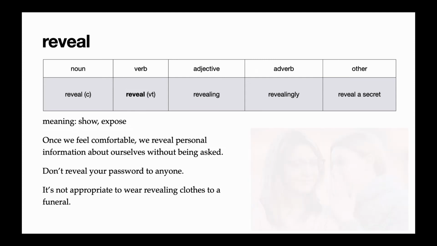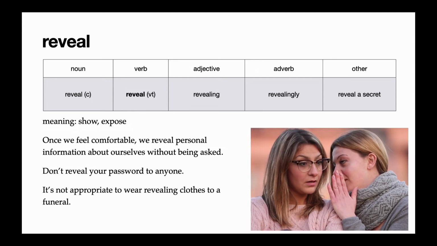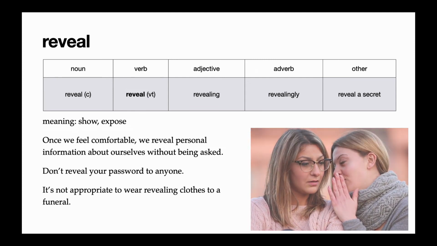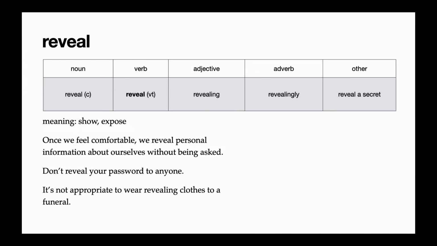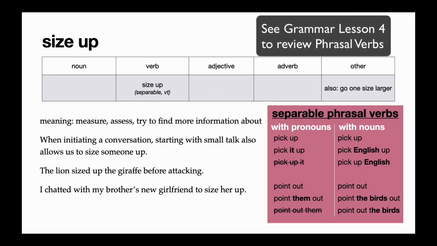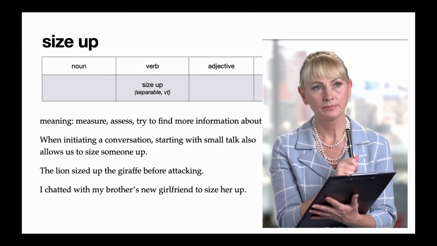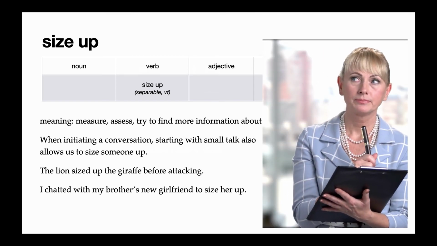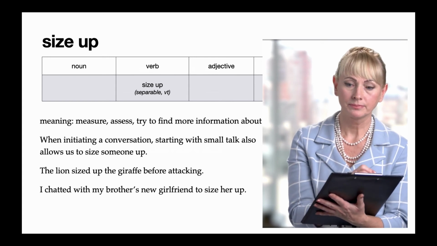In the other column, I wrote, reveal a secret. That's a common phrase. That's when you tell someone else a secret. And we also have a noun form in the first column, which is countable, a reveal. Now let's talk about our phrasal verbs. Our first phrasal verb was size up. Size up means to measure, to assess, or to try to find more information about something.